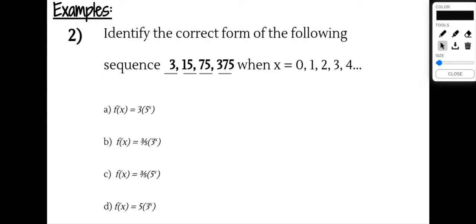All right, let's try another one. Now, this one's a little different because you're going to see that all the function rules are exponential. So that tells us that this sequence of numbers is geometric.